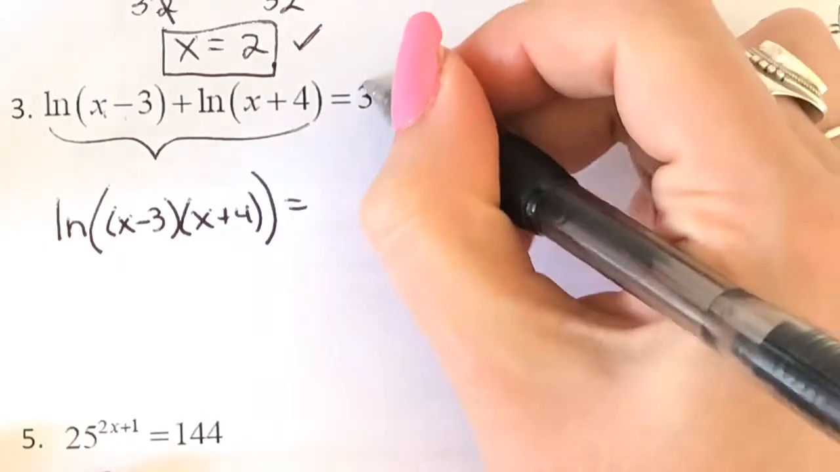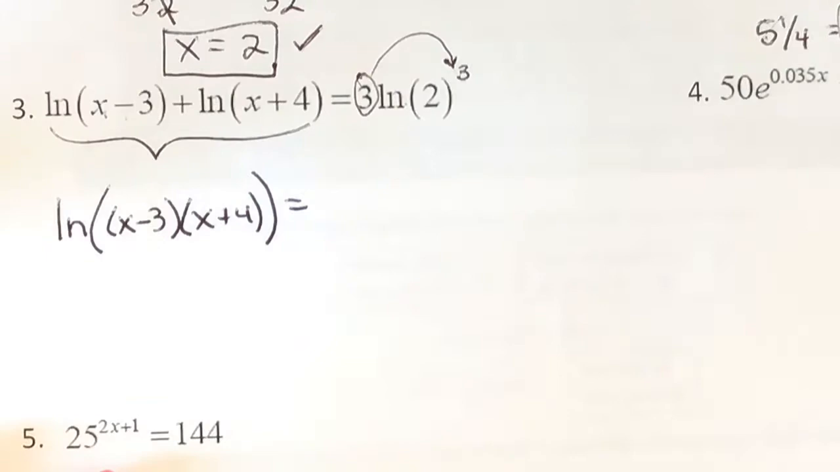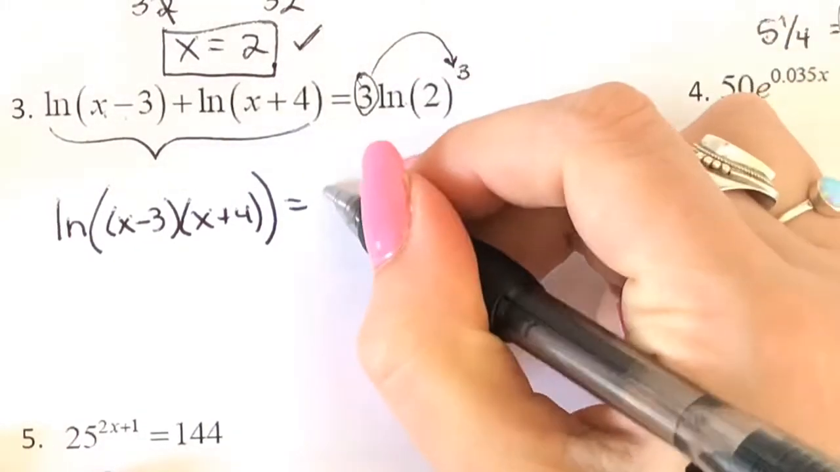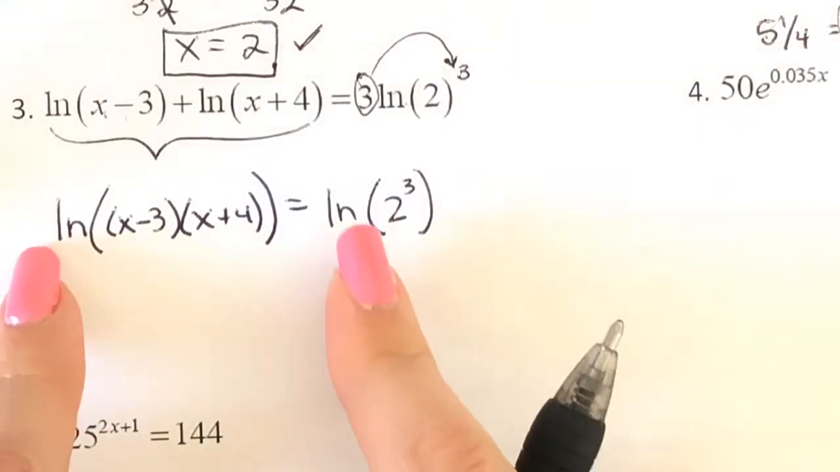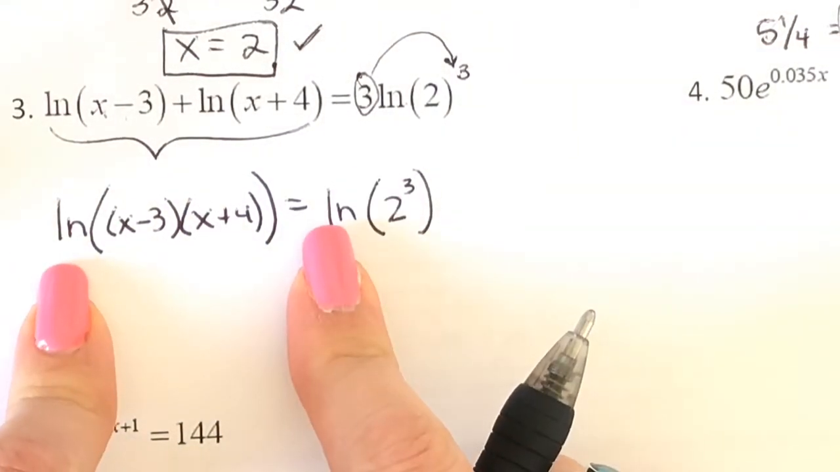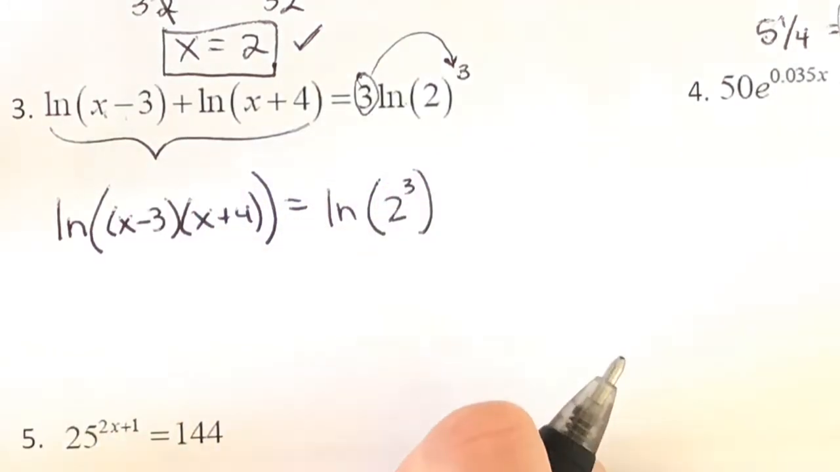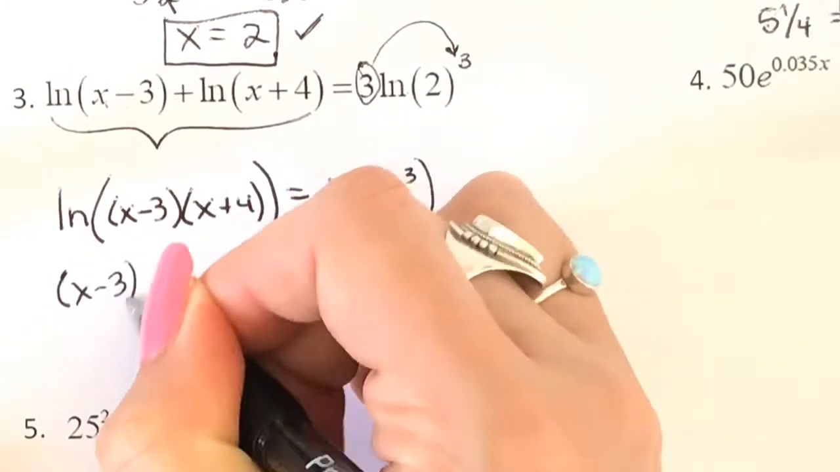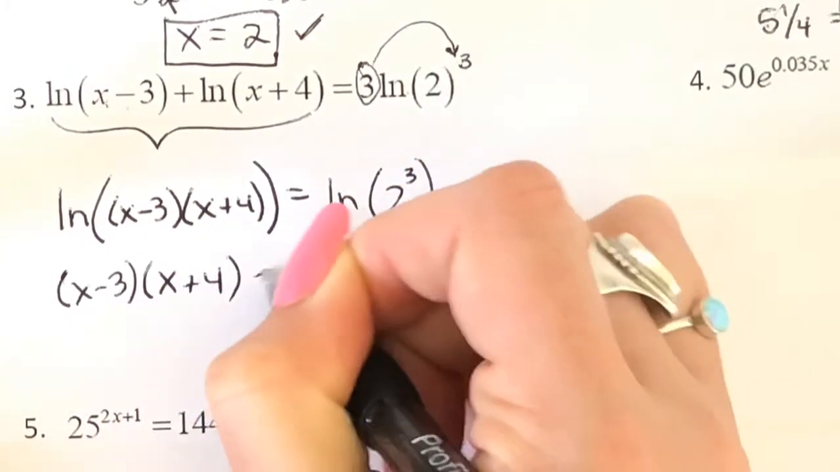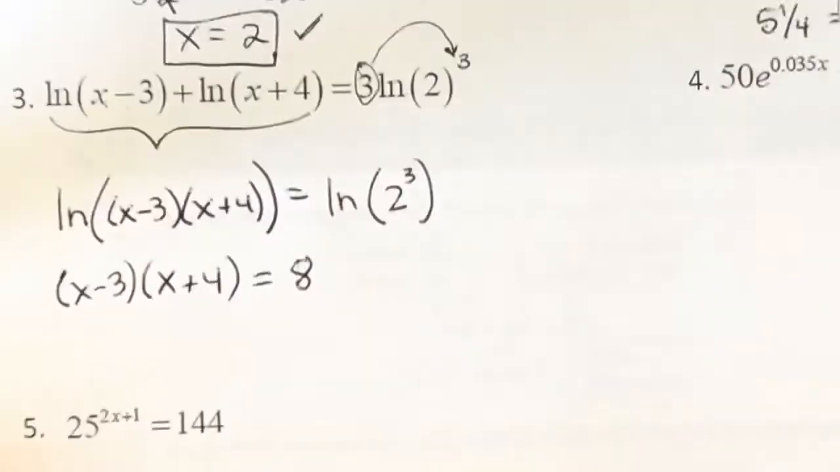And then this 3 in the front, we can bring back to being the exponent. So that way I have a natural log of 2 cubed. But now that I have just one natural log equal to one natural log on the other side, I can do that principle of log equality, where now I'm just going to take the two insides and solve with that. So it's like you're just kind of dropping the natural logs. So I have x minus 3 times x plus 4 is equal to 2 cubed. And 2 cubed is 2 times 2 times 2, which is 8.